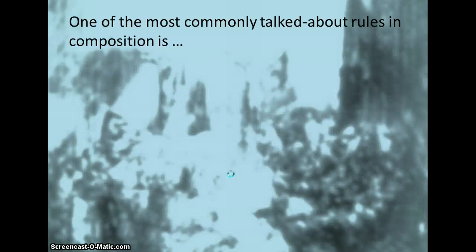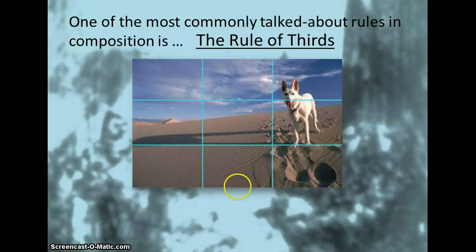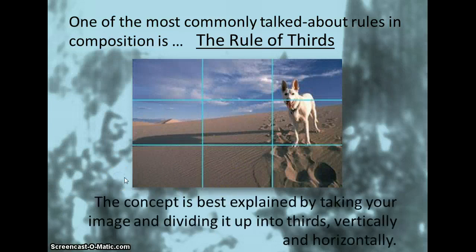The next rule I'm going to talk about is one of the most commonly talked about rules when we talk about composition. It's the rule of thirds. Now, the rule of thirds is used by splitting the frame up into thirds, horizontally and vertically, and divide the page up, and you can see here how it's implemented.